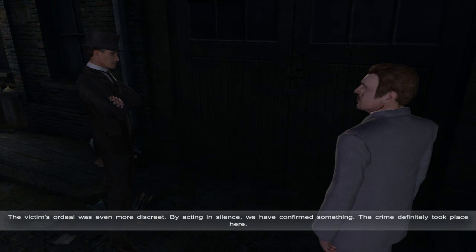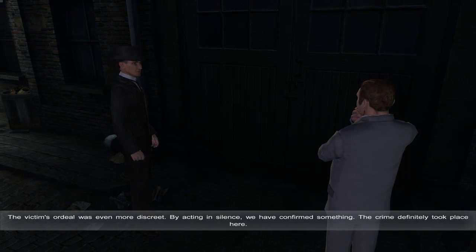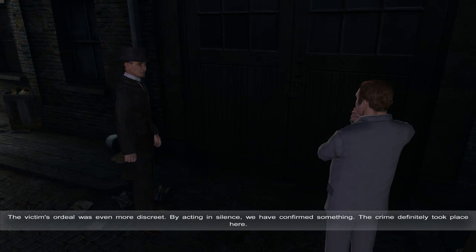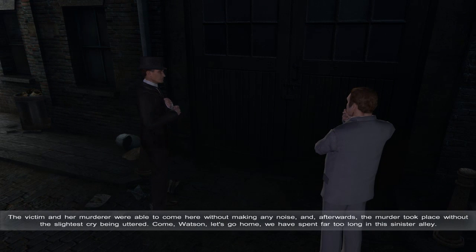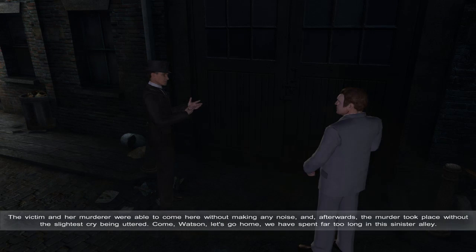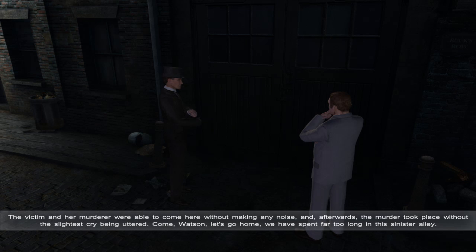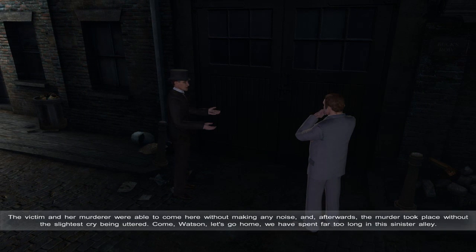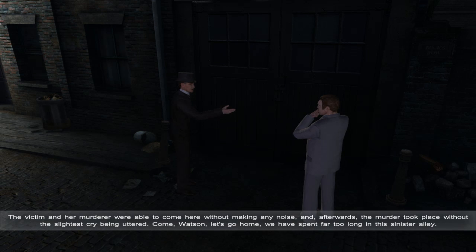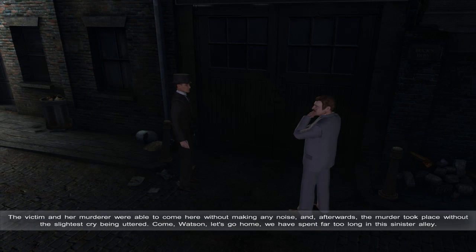By acting in silence, we have confirmed something. The crime definitely took place here. The victim and her murderer were able to come here without making any noise, and afterwards the murder took place without the slightest cry being uttered. Come, Watson, let's go home. We have spent far too long in this sinister alley. Okay. What time is it?